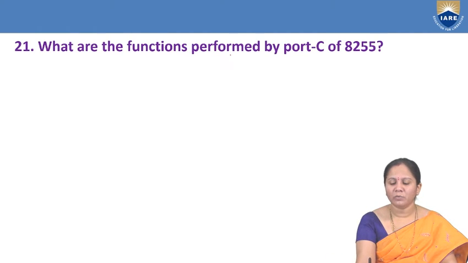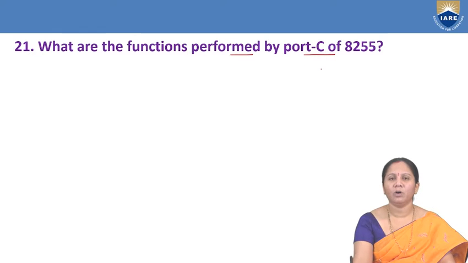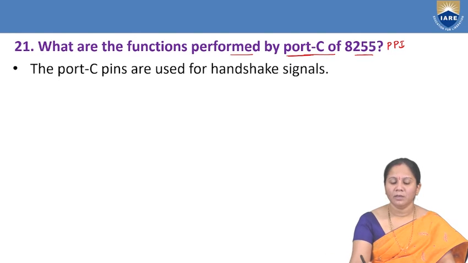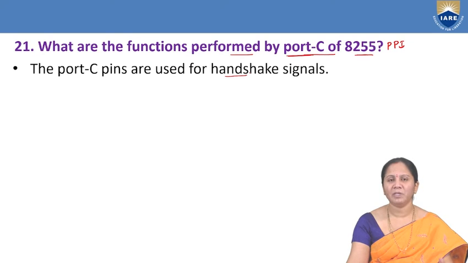Next, what are the functions performed by port C of 8255? Previously it asked about port A, but here they are asking about the function of port C. This is 8255, which is PPI. Generally, port A and port B pins are used to connect the I/O devices, whereas port C pins are used for handshaking signals between I/O devices and the processor.